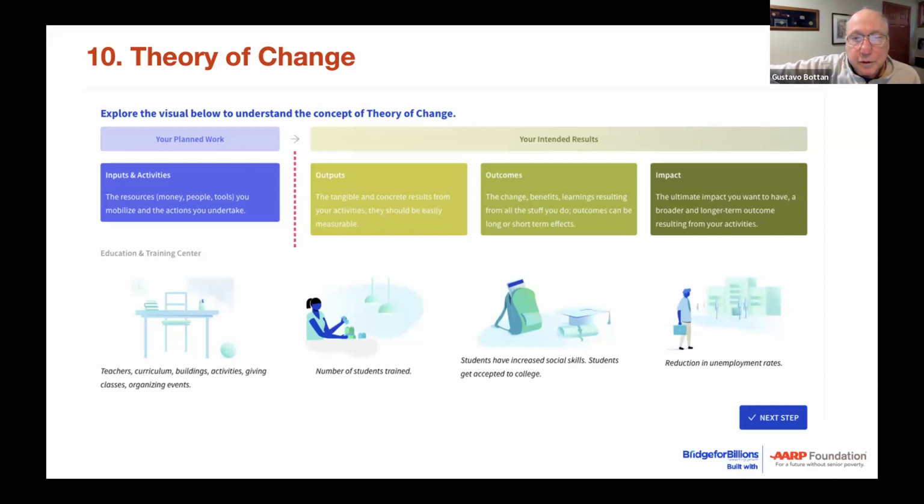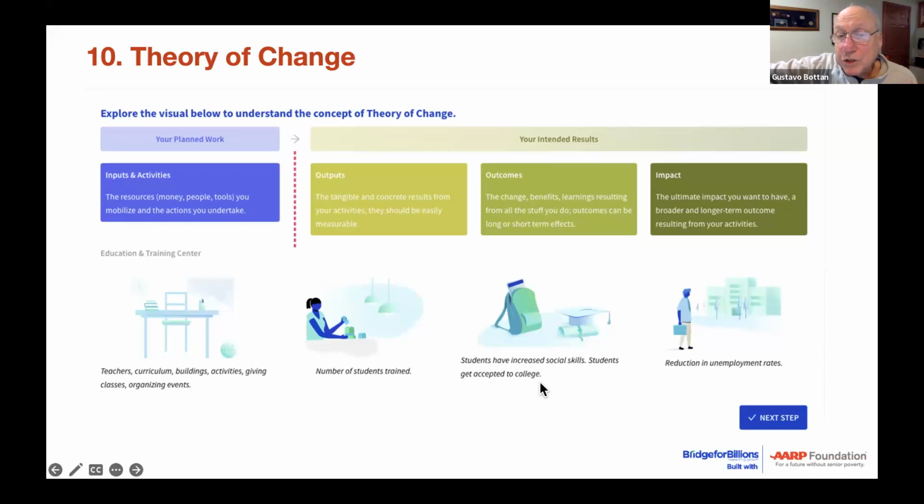and so forth. Now, the output is number of students trained. Remember 1 + 1 = 2? Well, this is exactly, there were so many people that we got into our activities, and we trained or educated X number of students, or we built X number of schools that hopefully have been at full utilization. The outcomes are the benefits and the change. Students have increased social skills, okay? Or students get accepted now to college, or students got jobs, okay?